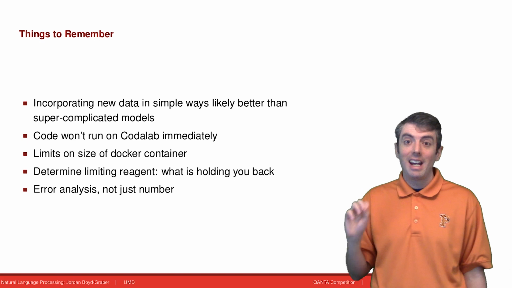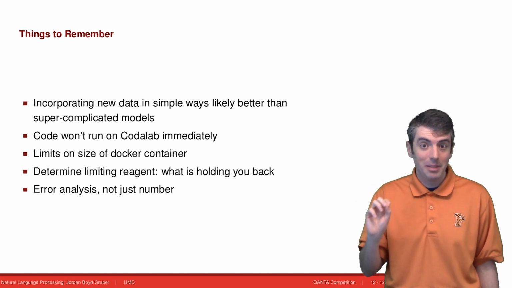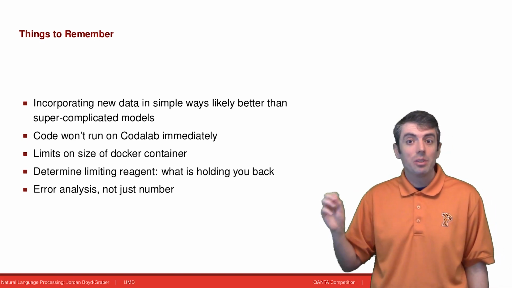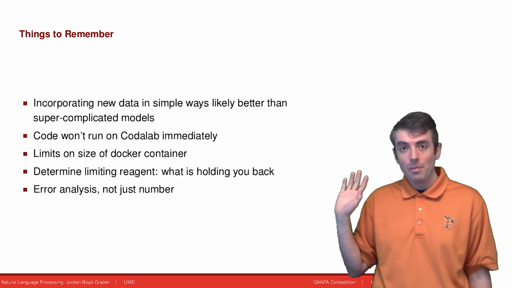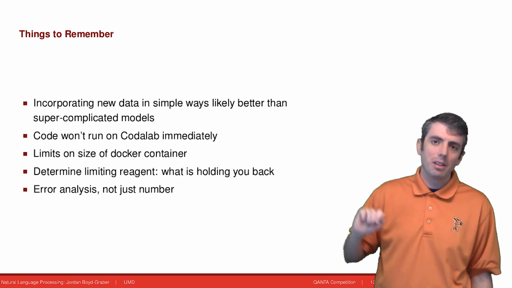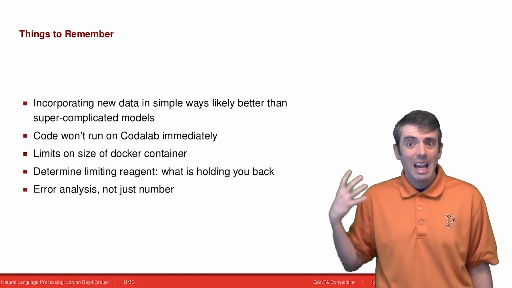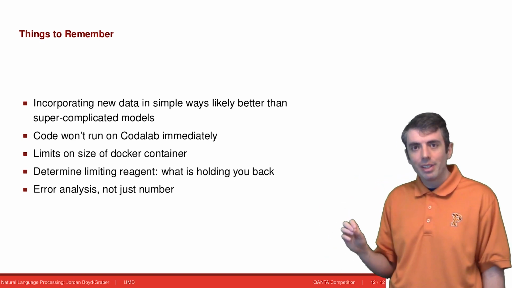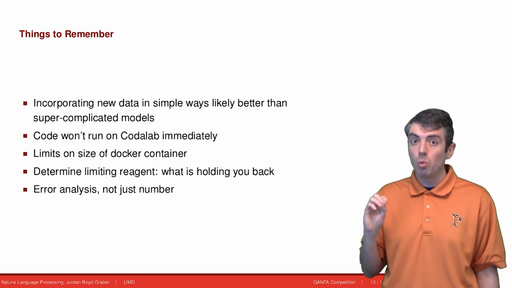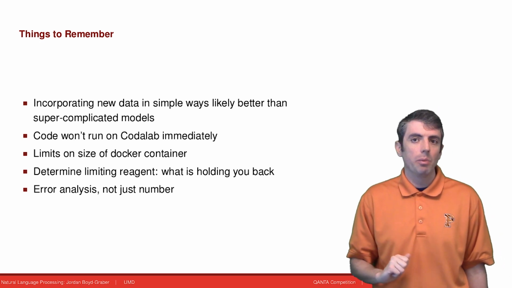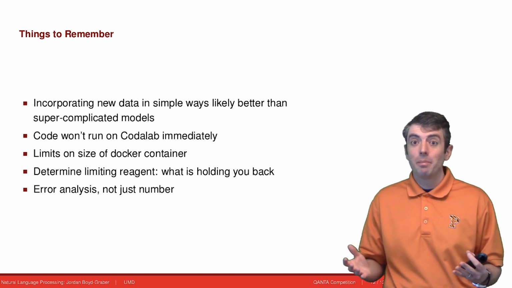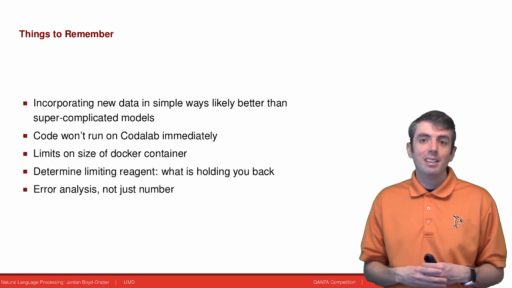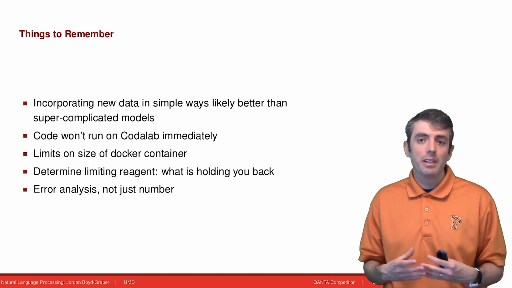A corollary of that is look at how your system is answering questions. Don't just look at the raw numbers that come out when you run the eval or submit to CodaLab. Actually look, how is it getting questions right? How is it getting questions wrong? Once you look at those examples, it will be fairly obvious what you need to fix for your system to work better.